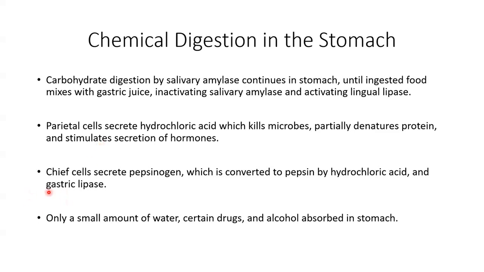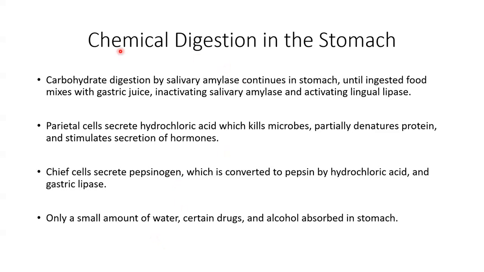The hydrochloric acid also activates pepsinogen, and so pepsinogen is secreted by our chief cells. When pepsinogen comes into contact with the hydrochloric acid, it's converted into pepsin, which is an enzyme that begins to break down protein. The chief cells also release gastric lipase, which breaks down fat, but in the stomach, this only has a very minor role.